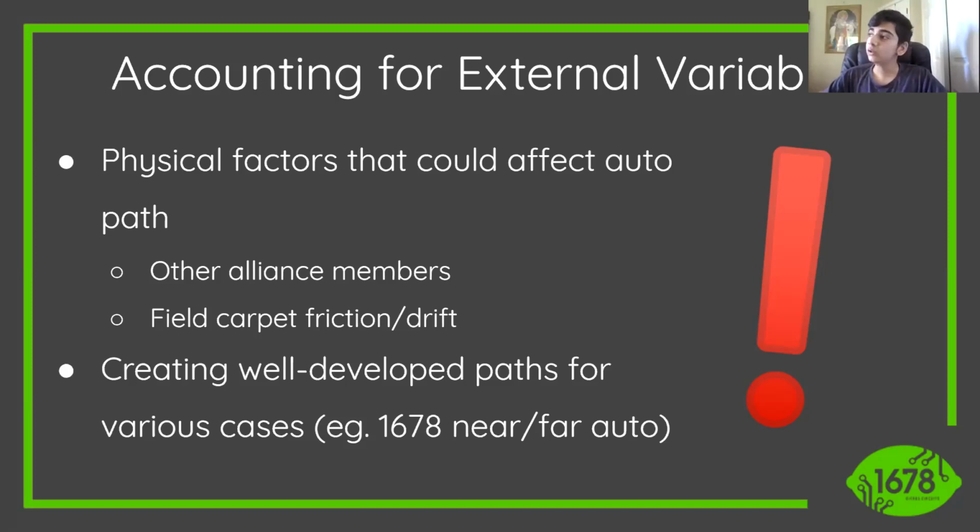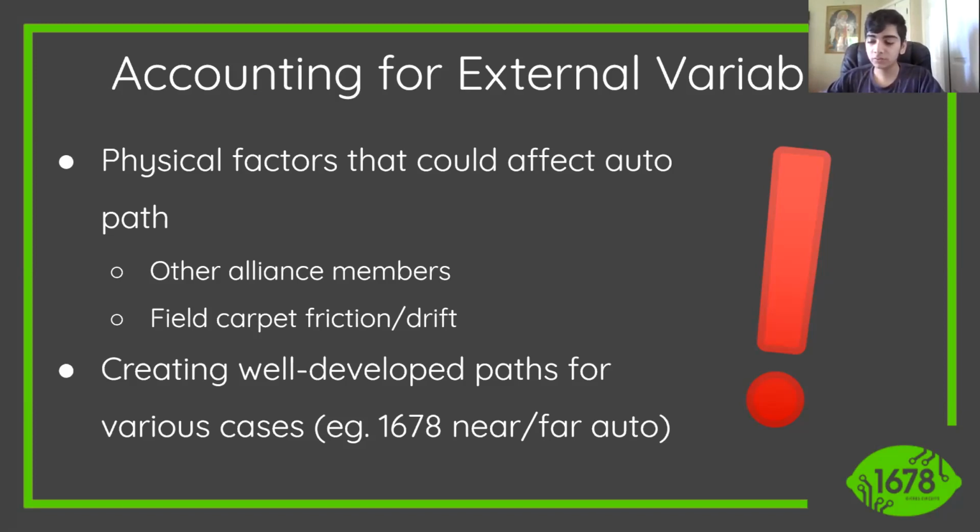In fact, in 2018, I believe, 254 came up with a very interesting case where they understood that the Colson wheels in 2018 would actually slip or have more traction depending on which side of the field you were on. This is because the field carpet was more able to catch onto the Colson wheels, right? The Colson wheels were able to gain more traction on the carpet when it was facing one way as compared to the other. And because of that, 254 actually came up with a calculation of their own to account for this carpet friction and carpet drift.